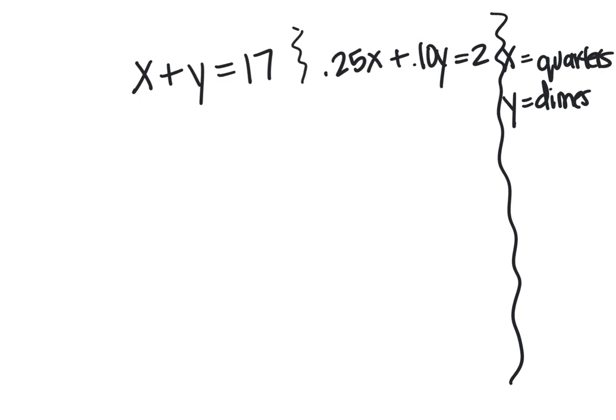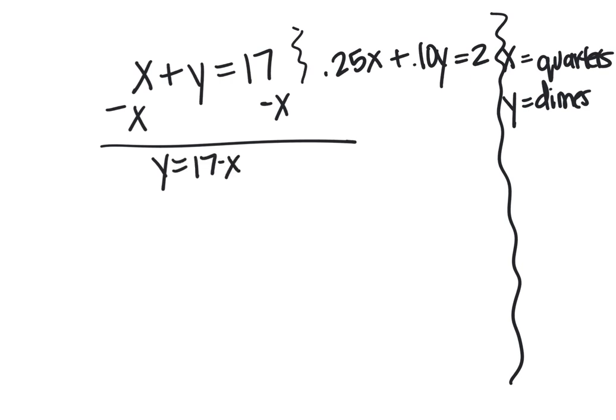Now, you guys have probably already figured out the answer to this, but what I'm showing you is a little extension, okay? So first, I'm going to solve this first equation for one of my variables. I'm just going to solve it for Y because that's what we're used to seeing. So I'm going to subtract X from both sides. And when I do that, I get Y is equal to 17 minus X, okay?